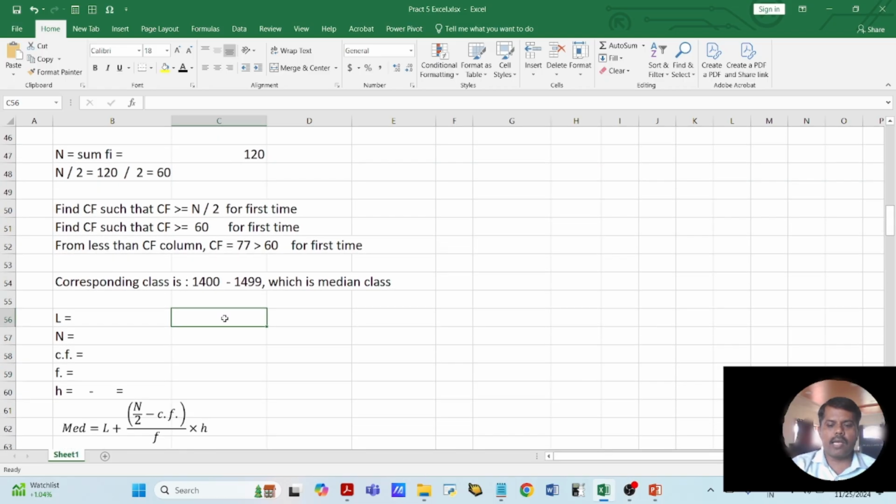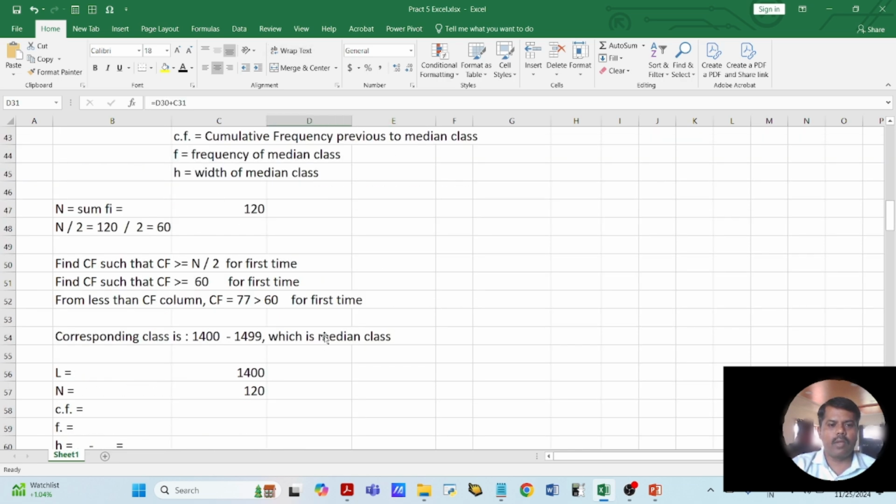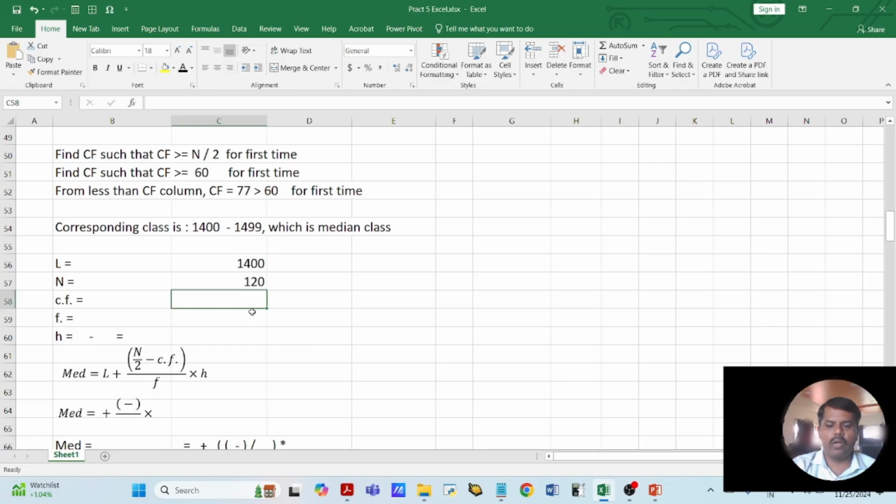So the lower limit of this median class is 1400, n is 120, CF is the cumulative frequency previous to the median class. Now here we have located 1400 as the median class, so its previous class is 1300 to 1399 and its CF is 52. So we consider this 52 as the cumulative frequency previous to the median class. So write CF equal to 52.